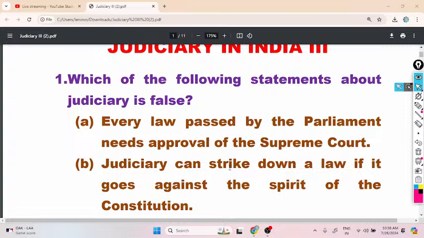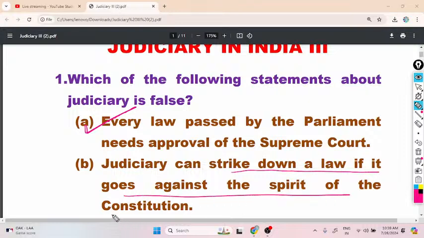But the Constitution or constitutional morality and principles should remain intact. That's why the court can examine or review the constitutionality of an act passed by the Parliament. That is a different thing. So that is not correct. Statement 1 is not correct, as I told you the reason. Then statement B, judiciary can strike down a law if it goes against the spirit of the Constitution. That I was telling you.